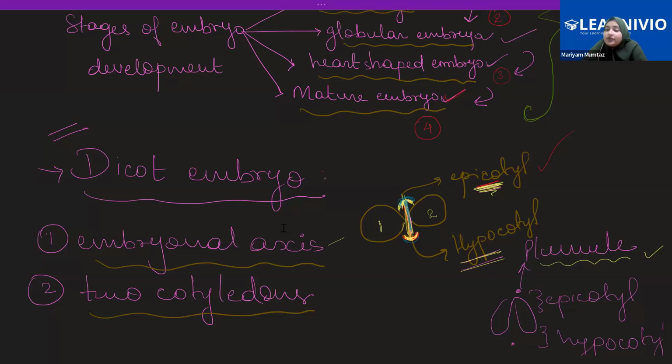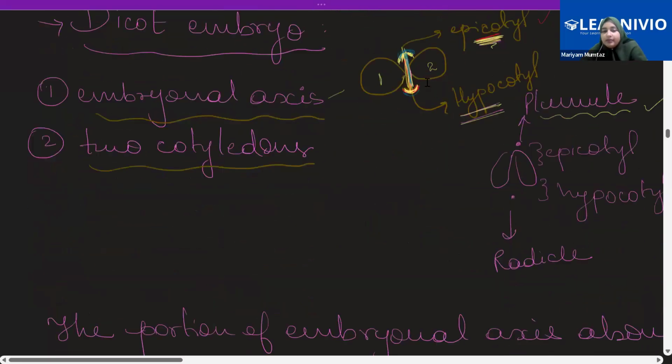Now, the epicotyl is the portion that gives rise to the plumule. And the plumule gives rise to what, students? What does the plumule give rise to? The question is, the plumule gives rise to what? Shoot. The shoot of the future plant is formed by the plumule. And then the region below the embryonic axis, the hypocotyl, gives rise to the radicle, which is responsible for the formation of the root system of the plant.